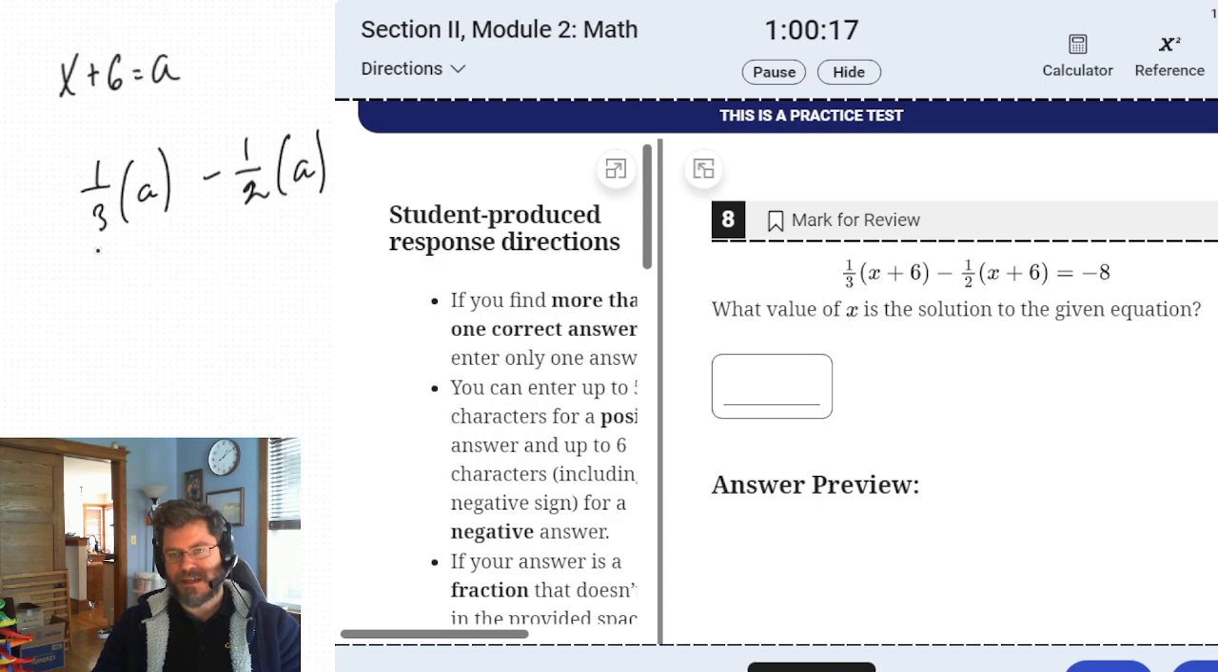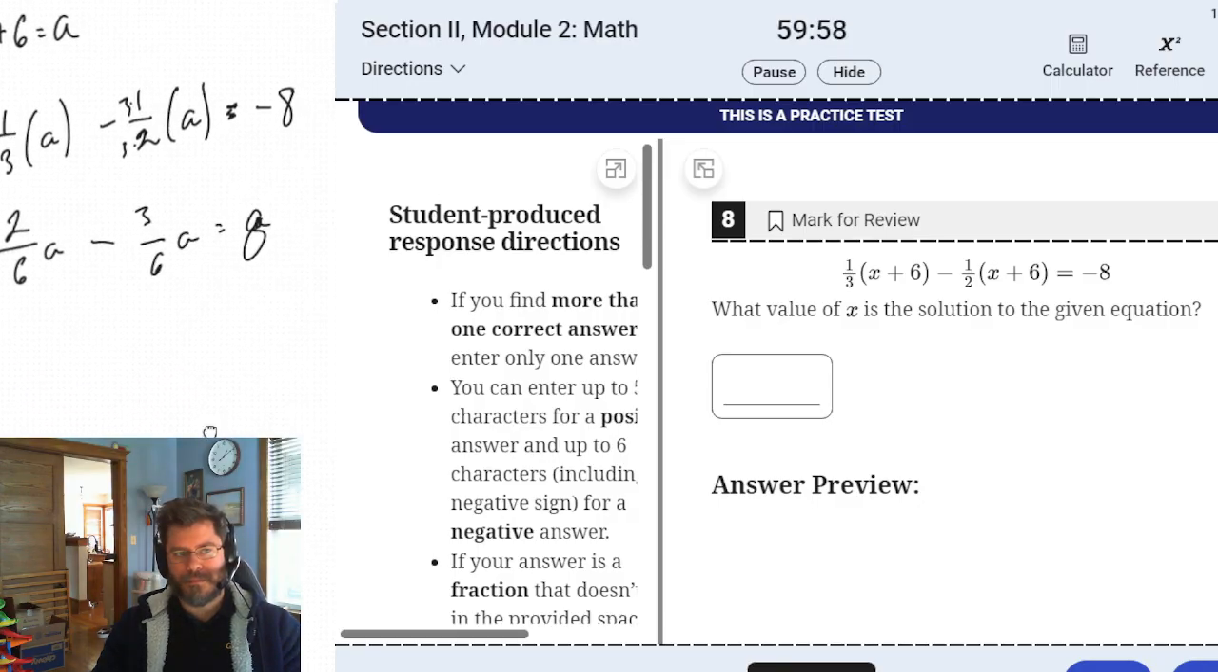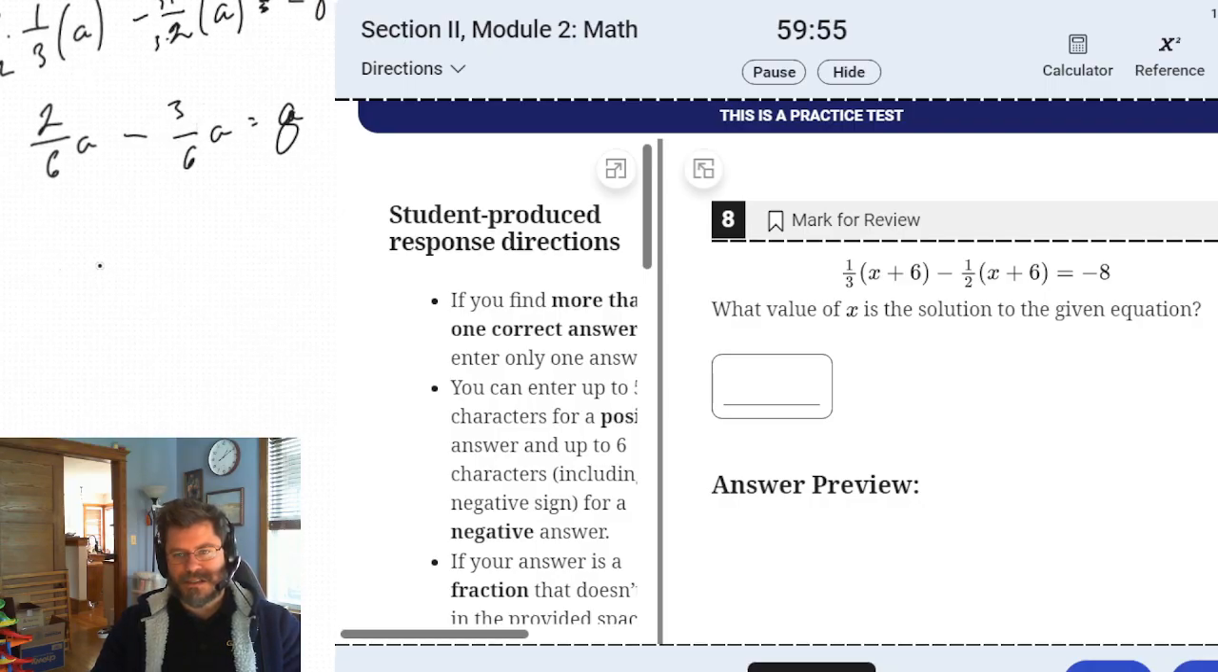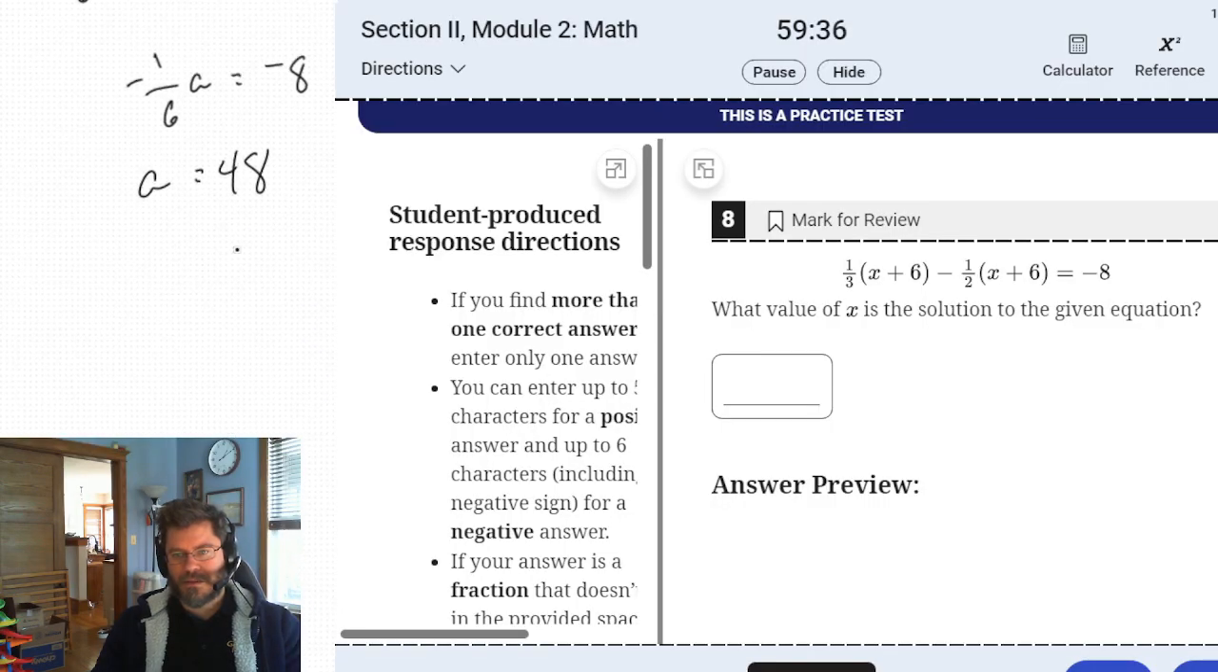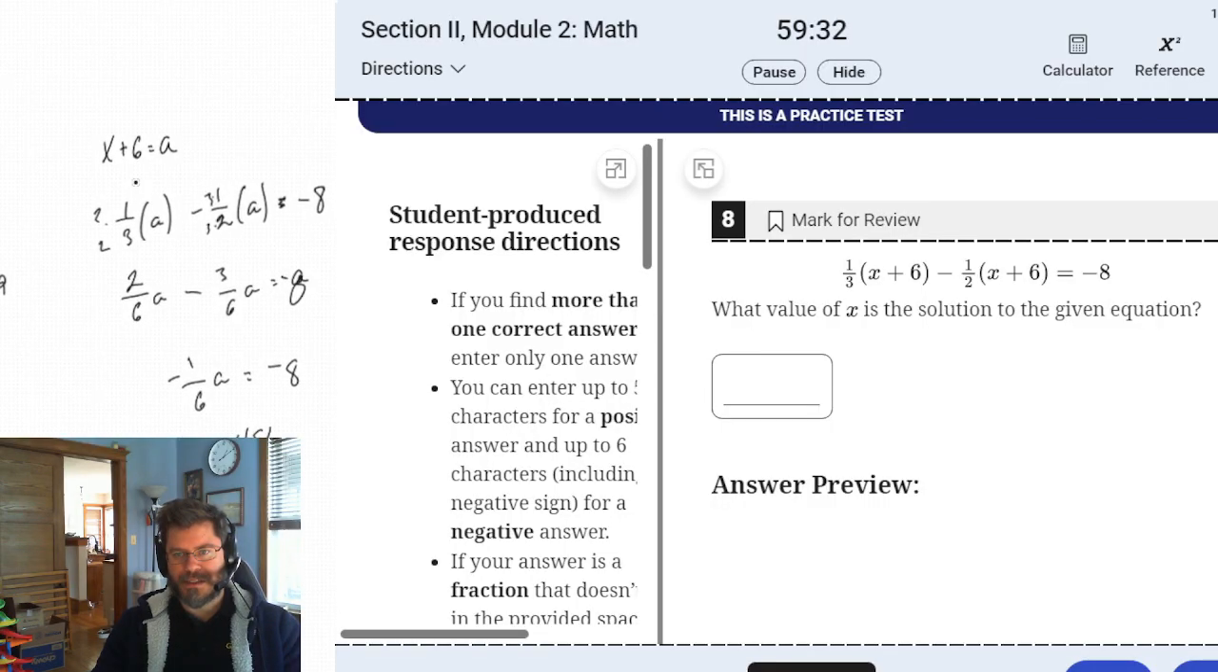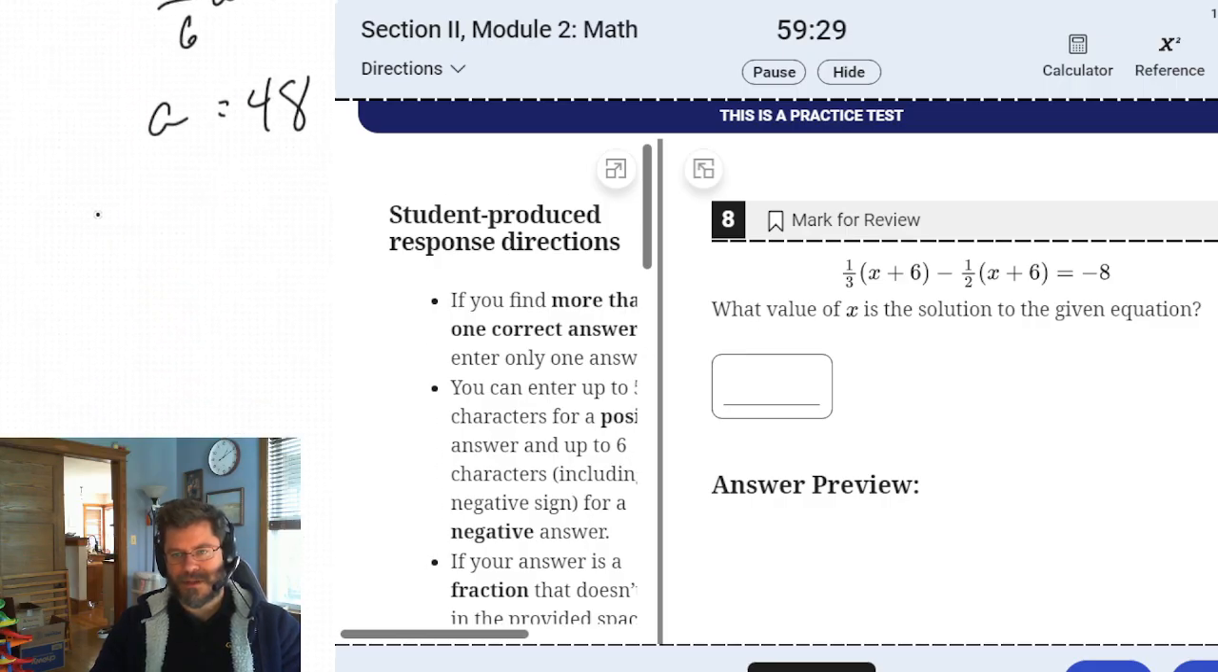1/3 a minus 1/2 a, get a common denominator there, multiplying by 2/2, multiplying by 3/3. That gets me 2/6 a minus 3/6 a equals -8. 2/6 minus 3/6, of course, is -1/6 a equals -8. Multiply this 6 over. I'm going to go ahead and bring the negative over with it. And that becomes a equals 48. So if a is 48, remember a, we replaced x plus 6. So plug the x plus 6 back in. Equals 48. Then of course x equals 42.